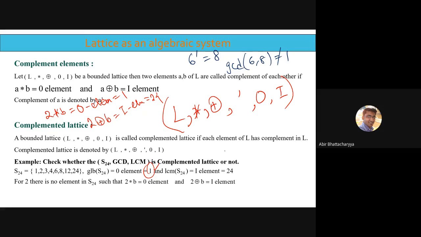Matthew says 3. 3 and 8 is okay. So 3 and 8: GCD of 3 and 8 is 1, LCM of 3 and 8 is 24. So that means this is the 0 element and this is the I element. That means it is satisfied. So 3 and 8 are complements of each other. So 3's complement is 8, and 8's complement is 3. Is there any other complement pair inside S24? Try to figure out any other complement pair.